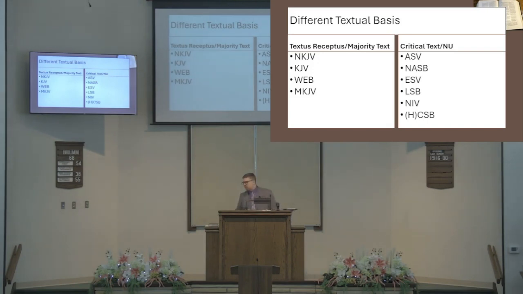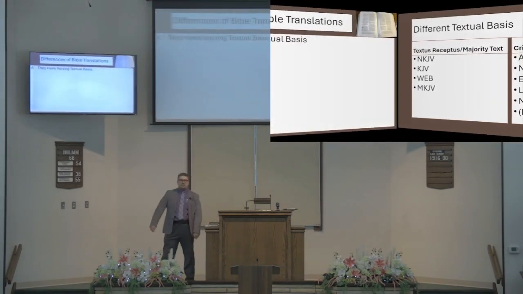Critical text would opt for shorter readings. The latter half of Matthew 19:9 is not there. And whoever marries her who is divorced commits adultery. That's not included in the critical text in Matthew 19, though it is included in other passages, in Matthew 5 as well. And so that accounts for some of your differences. But that's not the only thing that accounts for differences.